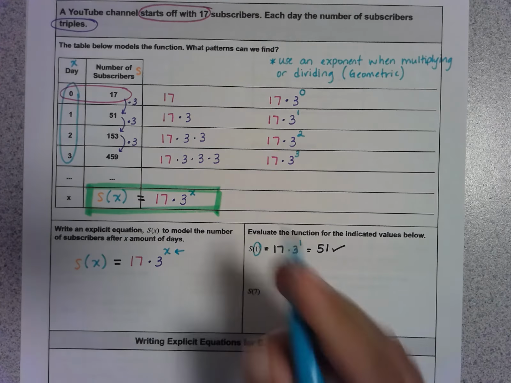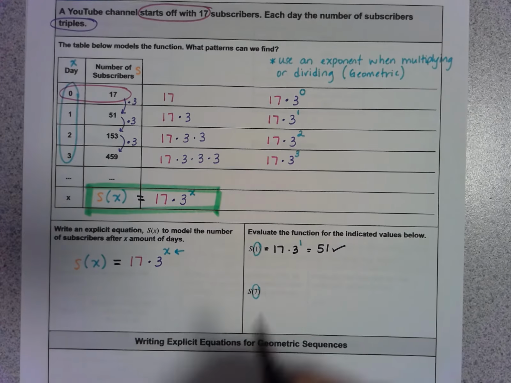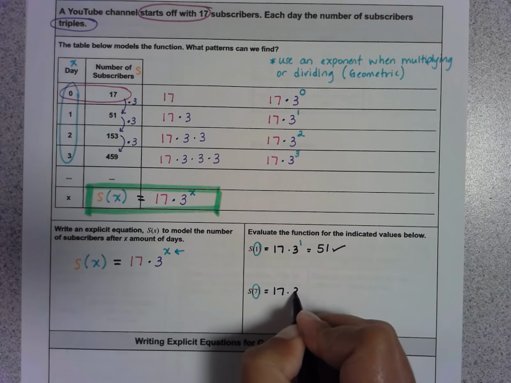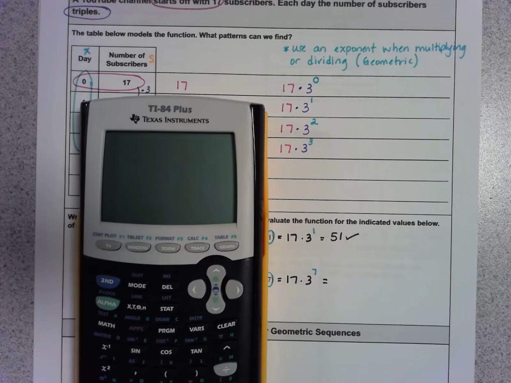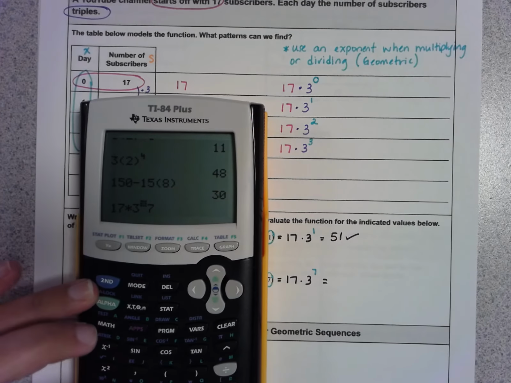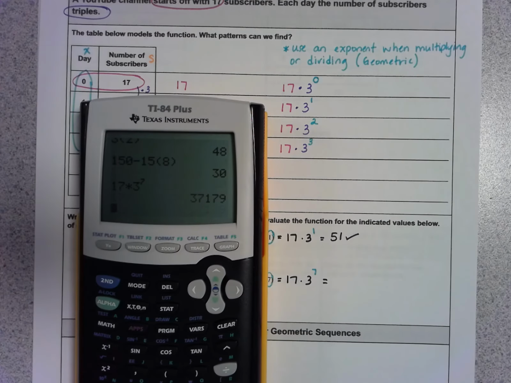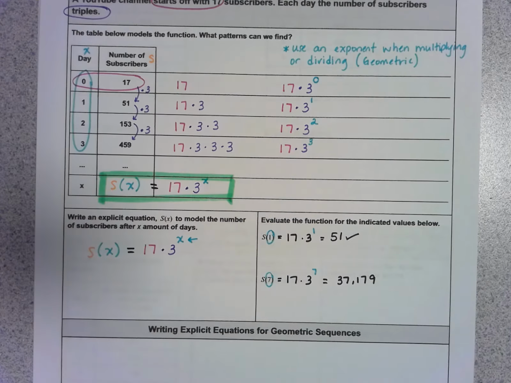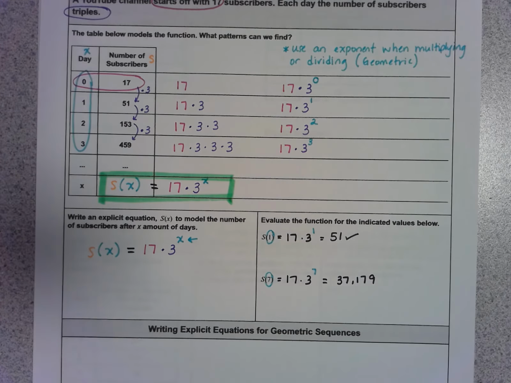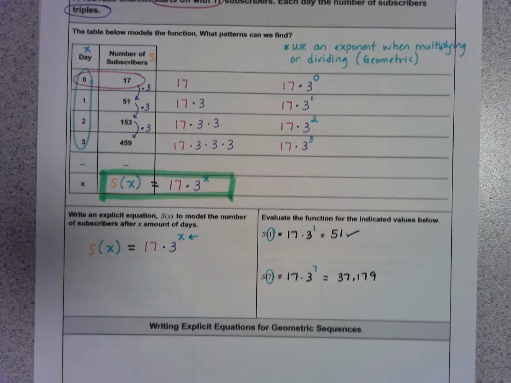For S of 7, I would just replace the X with a 7. So I would have 17 times 3 to the 7th. And again, I'm going to use a calculator here because I don't know what 3 to the 7th is off the top of my head. So I'm going to have 17 times 3 to the 7th, which is 37,179. I could, if I wanted to, make this table go all the way up to the number 7, but a faster way to get this value for a value that's beyond the edge of the table is just to plug in that number to the equation.